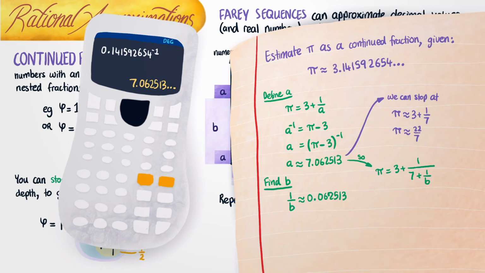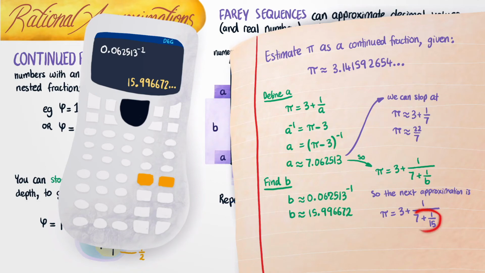Now let me rewrite 1 on b with a reciprocal again. And then at this point, I'll just move the reciprocal to the other side. Now if we plug this whole value into our calculator, we'll get the next value to include in the continued fraction. So therefore, the value of b is going to be 15.99667 and so on. So our best approximation for b is going to be 15.